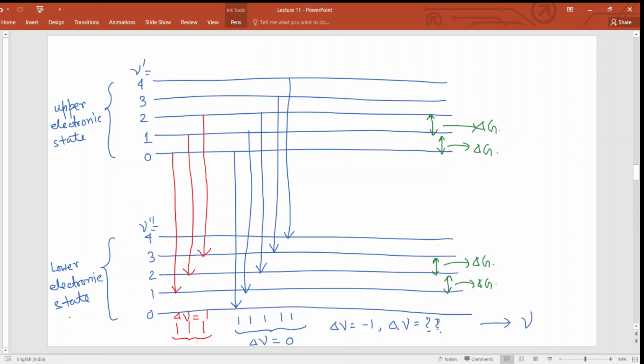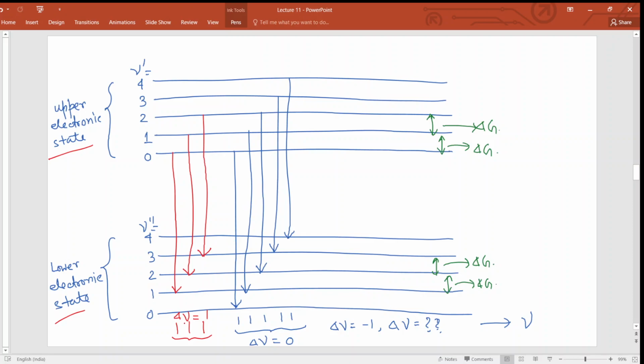And for the lower electronic state, we will also have a different quantum number, nu double prime, equal to 0, 1, 2, 3, 4, etc. Now you can see that the delta G value is basically specified by the separation between the levels corresponding to individual bands. If there is a transition from the upper electronic state to the lower electronic state, then these red and blue lines tell you what sort of transitions are happening here.